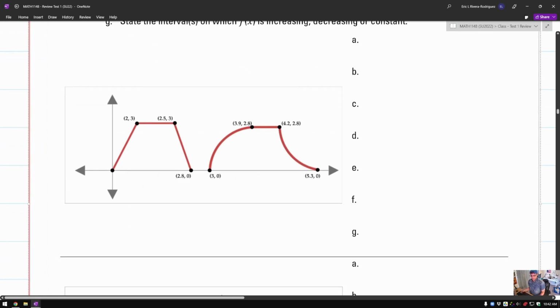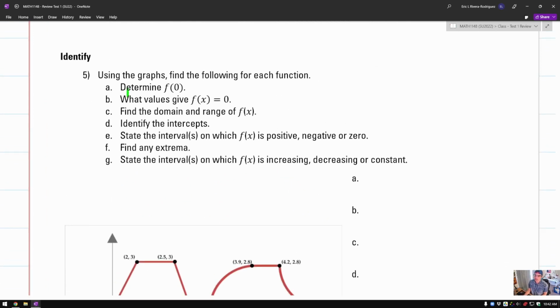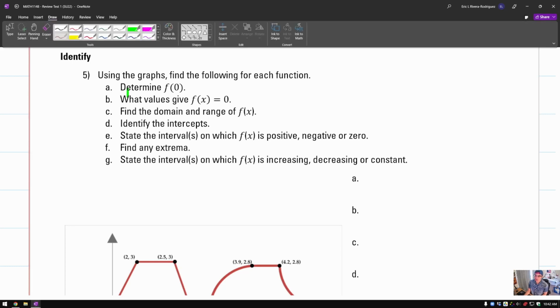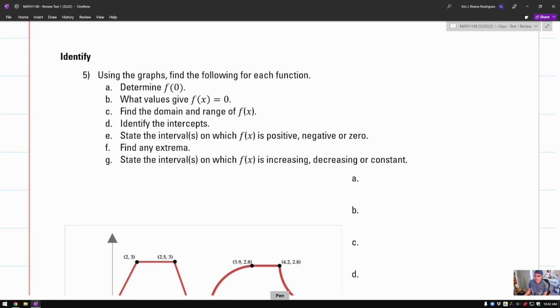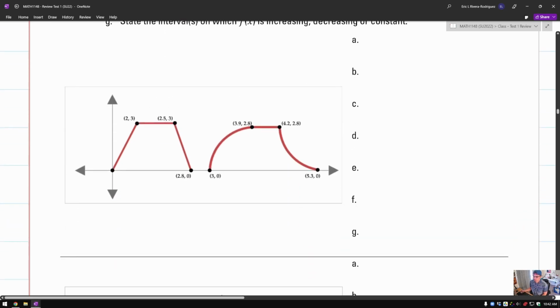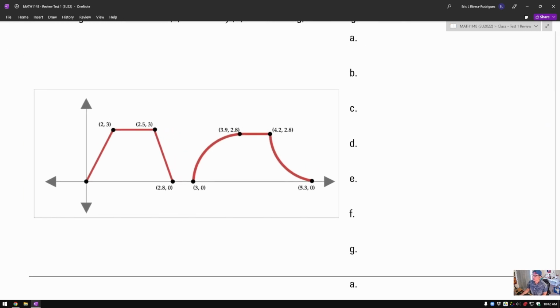All right. So the first thing that we are going to find is the value of f of 0. Okay. F of 0 means that the x value is 0. The x value is given, it is the input. The x value is 0. And what we are looking for is the y value, the value of the function.